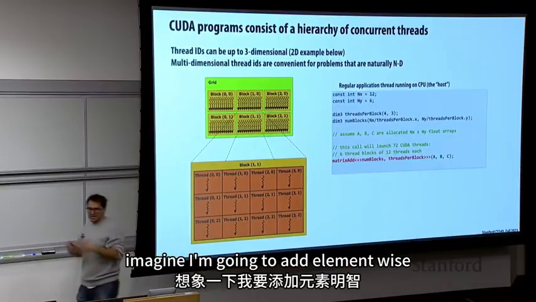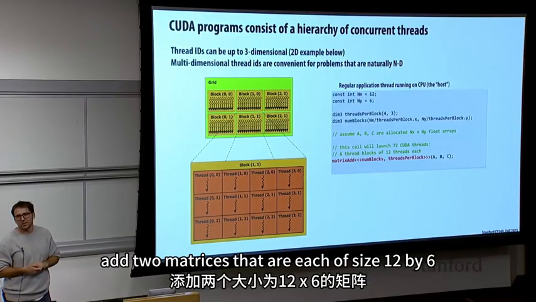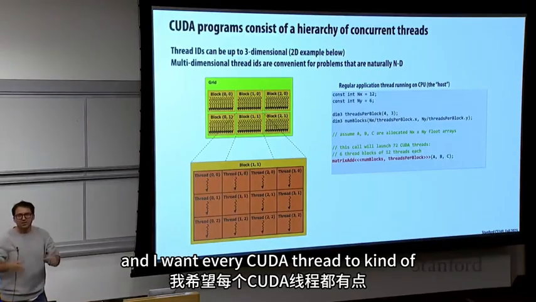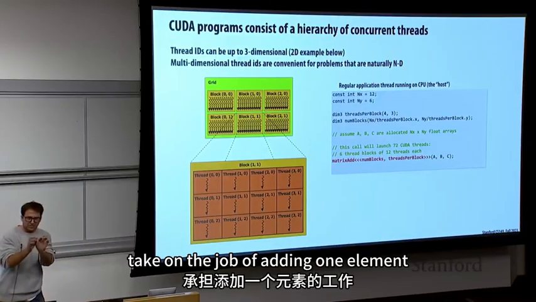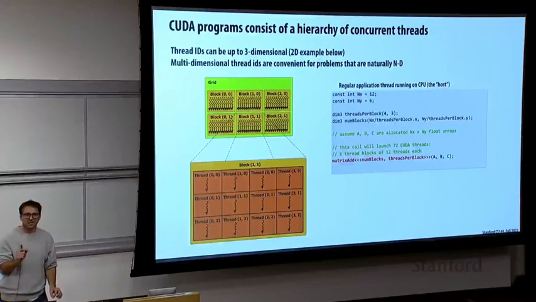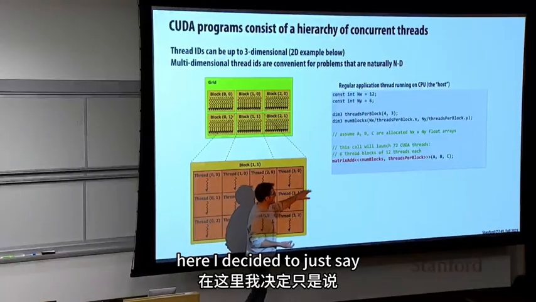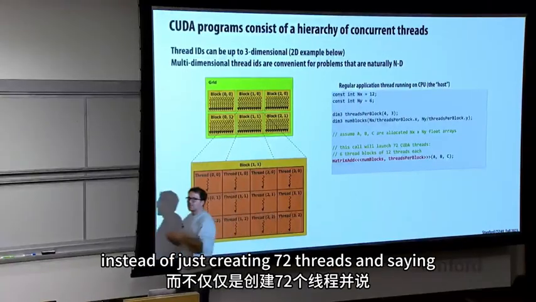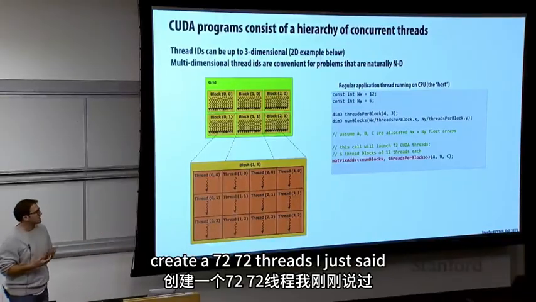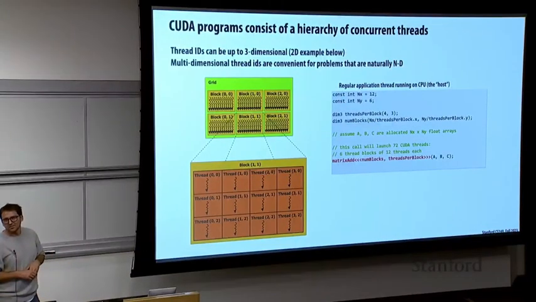Imagine I'm going to element-wise add 2 matrices that are each of size 12 by 6. And I want every CUDA thread to take on the job of adding 1 element. So I need to create 72 threads. Now, here I decided, instead of just creating 72 threads, I just said create these thread blocks where each thread block is 4 by 3.